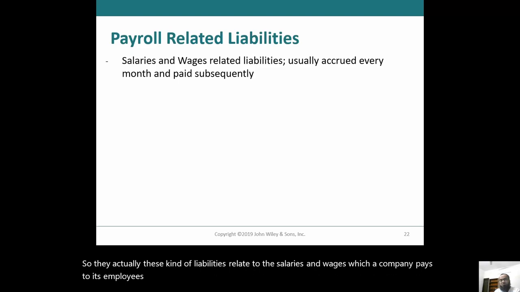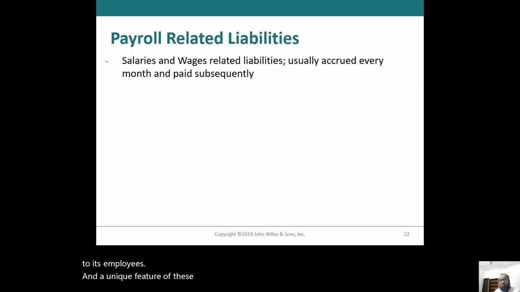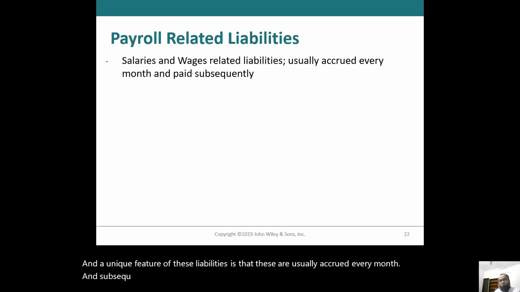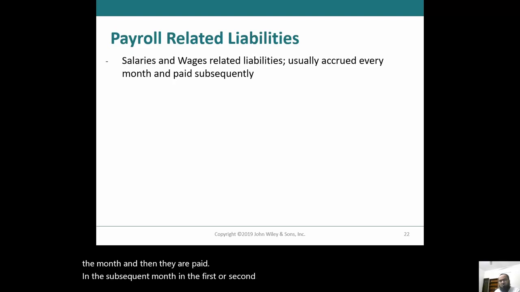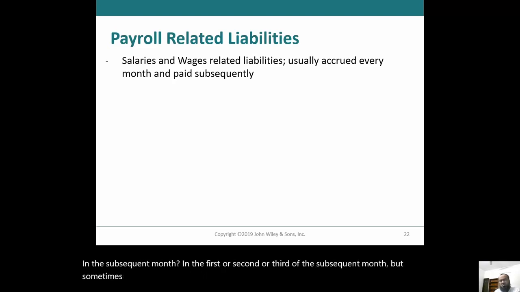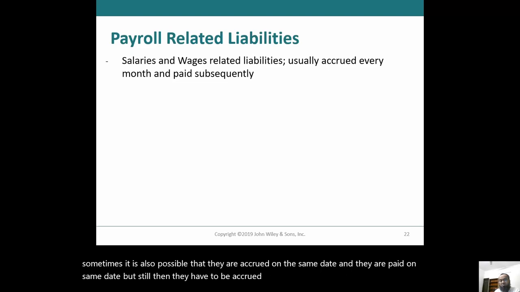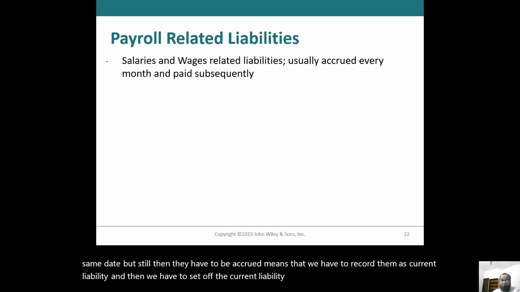A unique feature of these liabilities is that these are usually accrued every month and subsequently they are paid. In most corporations, they are accrued at the end of the month and then paid in the subsequent month, in the first or second or third. But sometimes they are accrued and paid on the same date. Still, we have to record them as current liability and then set off the current liability against the cash payment.